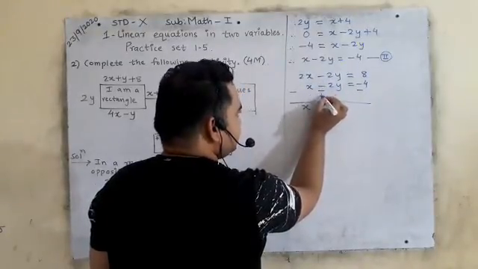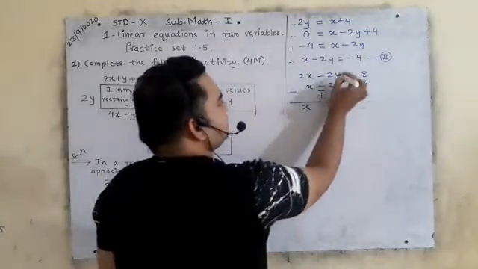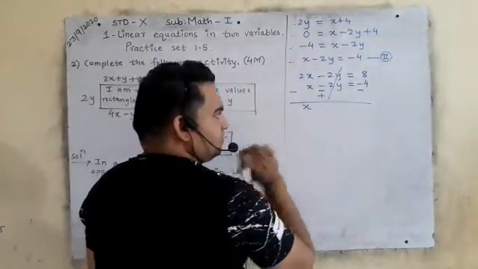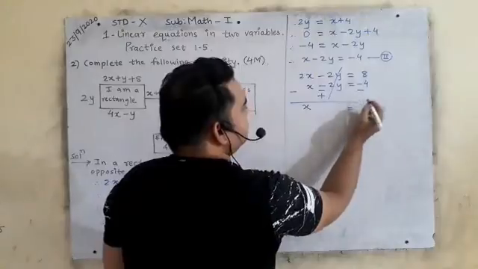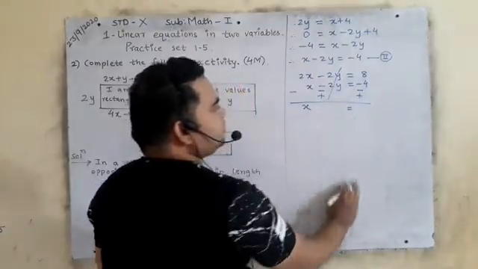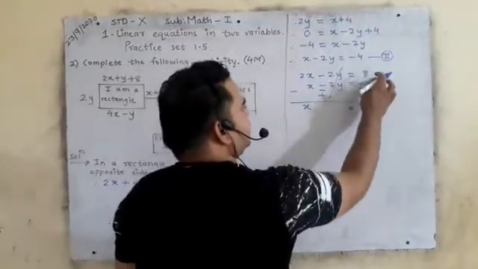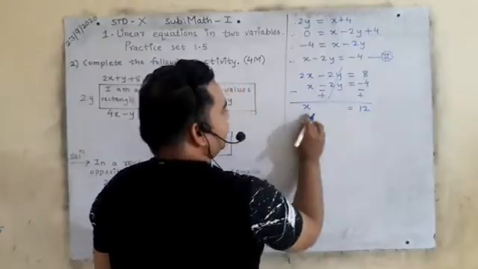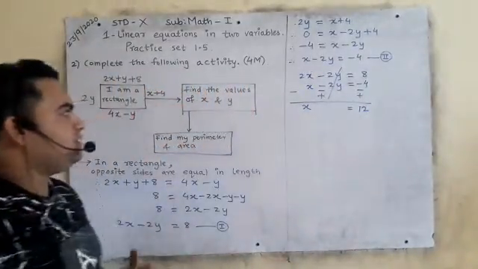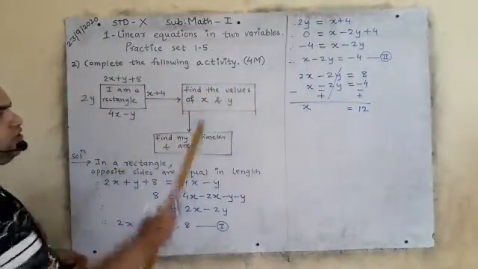So this minus minus will convert into plus. So this will deduct. Now this minus and this minus also will convert into plus. So 8 plus 4 is 12. So x is equal to 12. Now you got the value of x.